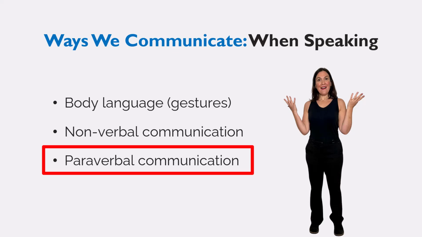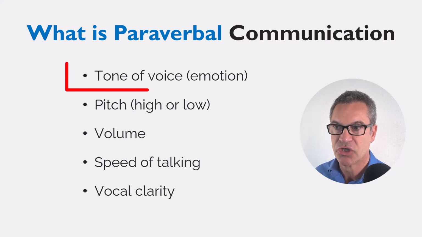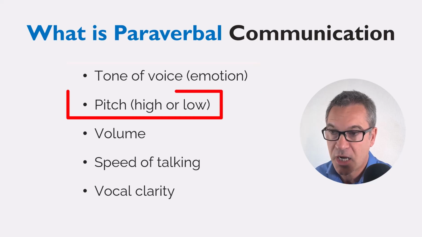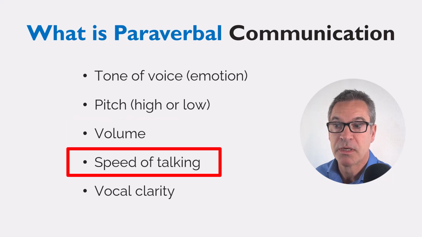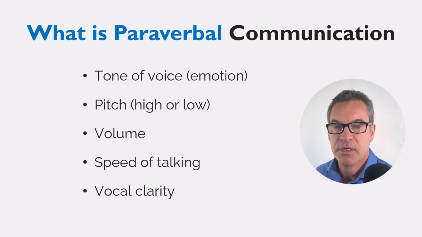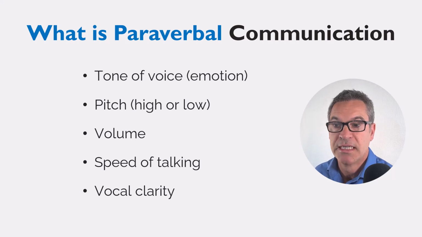So let's go to the next slide, and we're going to look at paraverbal communication. So what is paraverbal communication? This basically is the way we communicate using things such as tone of voice, so the emotion that we show in our voice, the pitch, so is it high or low, the volume, the speed of talking, and the vocal clarity. So with the tone of voice, when you speak, the tone of voice provides cues to your emotional state.